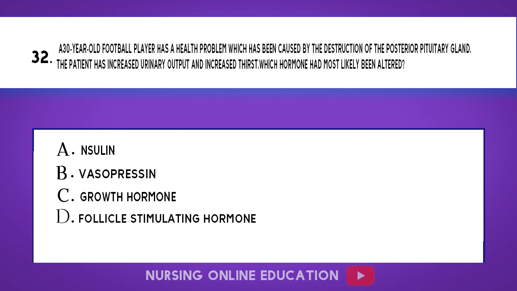32. A 30-year-old football player has a health problem which has been caused by the destruction of the posterior pituitary gland. The patient has increased urinary output and increased thirst. Which hormone had most likely been altered? A. Insulin. B. Vasopressin. C. Growth hormone. D. Follicle-stimulating hormone. The answer is option B, vasopressin.